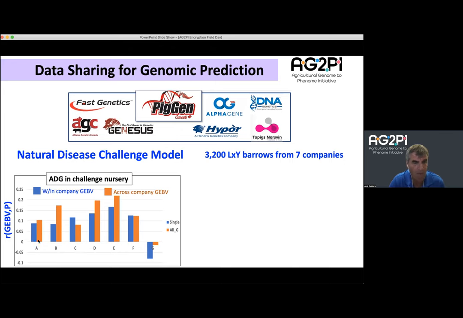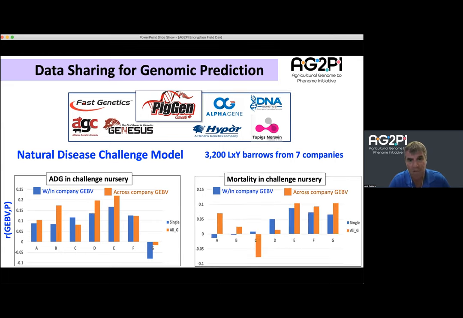The orange line is the accuracy of genomic predictions for that company when we also add the data from the other companies. For most of them, you see a sizable increase in genomic prediction accuracy. So not only with combining data were we able to get better GWAS results and estimates of genetic parameters, but also from a company perspective, there was benefit in utilizing the data from another company.